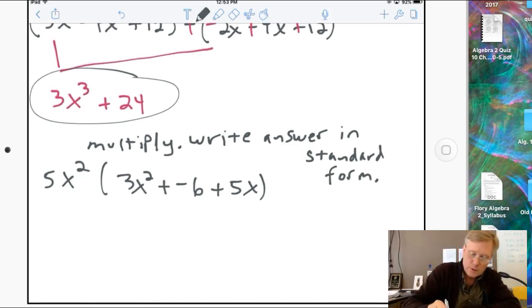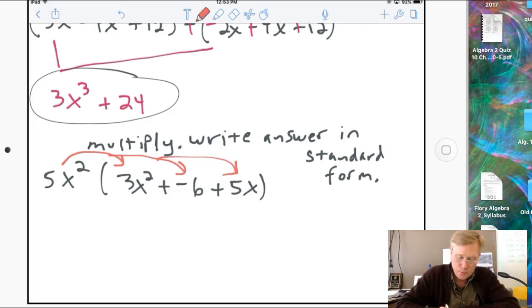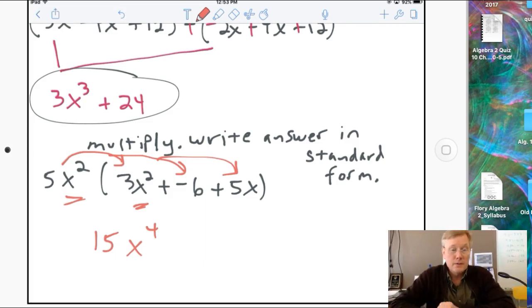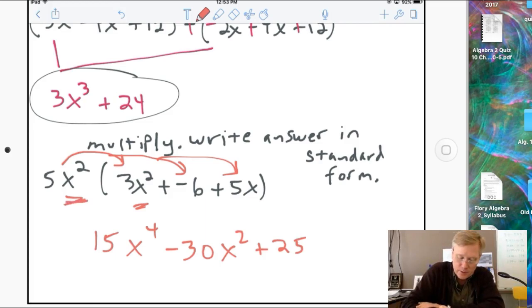Okay, so this is distributive property, which means I'm going to multiply the 5x squared times all three of those things. 5x squared times 3x squared, that's 15, and I got 2 x's here, 2 more there. You add the exponents, gives me exponent of 4. Notice how this is where the exponents change. When you're multiplying, you add the exponents. All right, negative 6 times 5 is negative 30 x squared, and 5 times 5 is 25. I got 2 x's over here, 1 more there gives me x to the third.